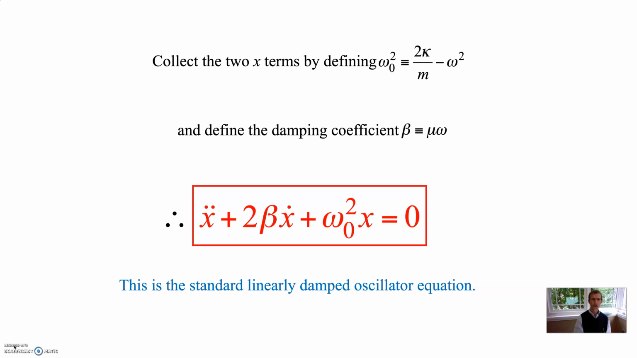Okay, so we notice that there are two terms proportional to x, so we'll collect them together by defining omega naught squared equal to 2 kappa over the mass minus omega squared, and we'll define a damping coefficient beta equal to mu times omega. So both beta and omega naught have units of per second. And consequently, we end up with this red differential equation here, a second order linear differential equation.